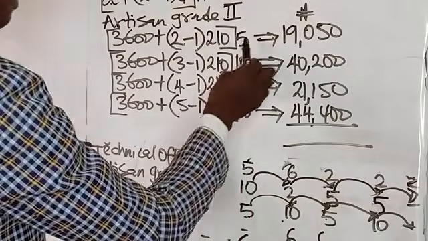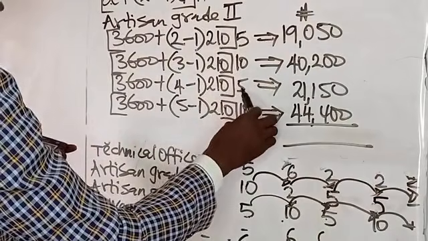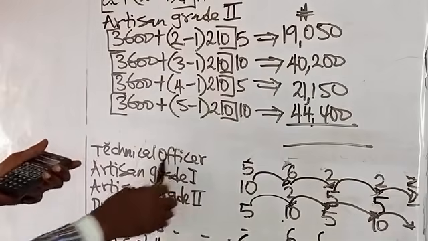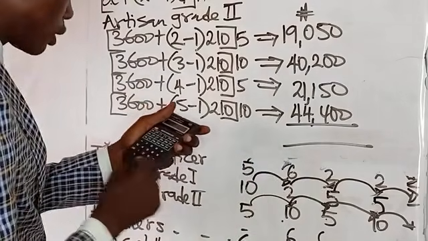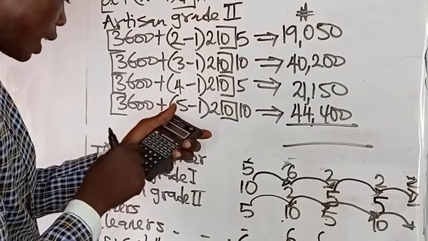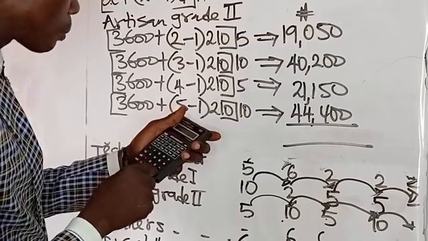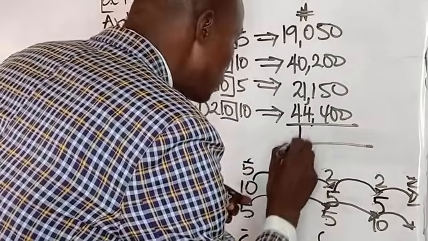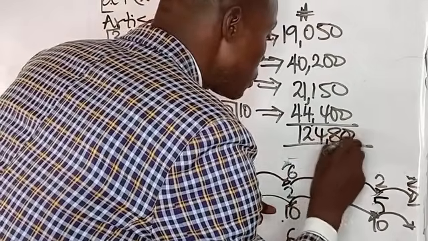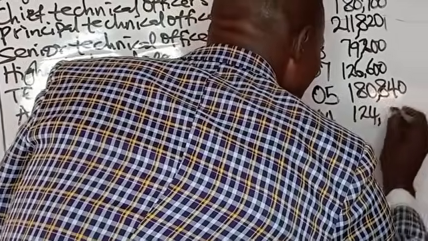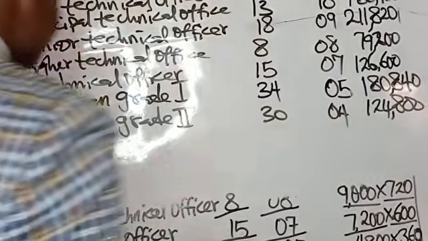Now the total number of employees, 5 plus 10, 15, plus 5, 20, plus 10, that is 30. So it corresponds with the number. 44,400 plus 21,150 plus 40,200 plus 19,050. That is a total of 124,800. That is for artisan grade 2.